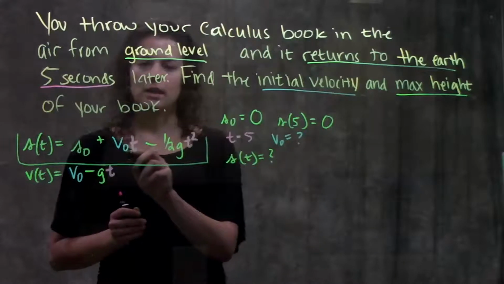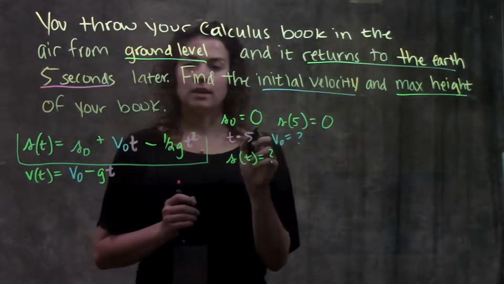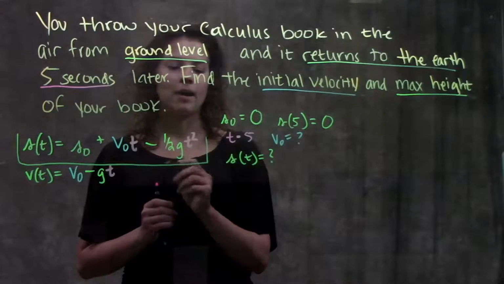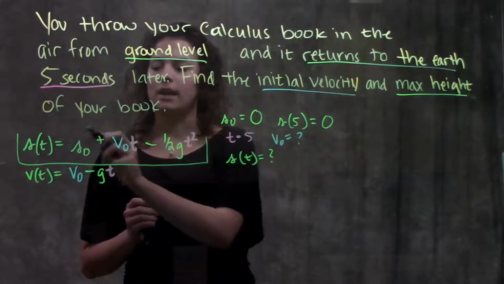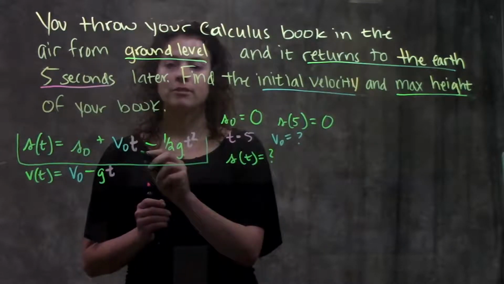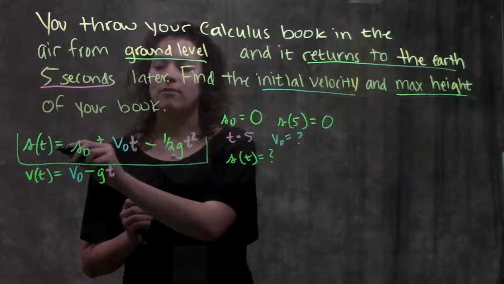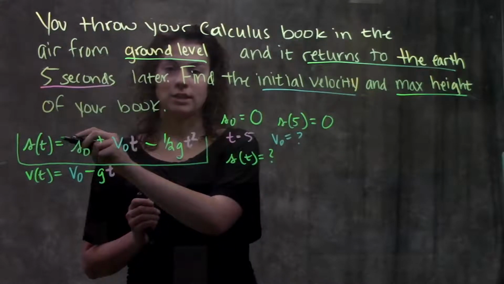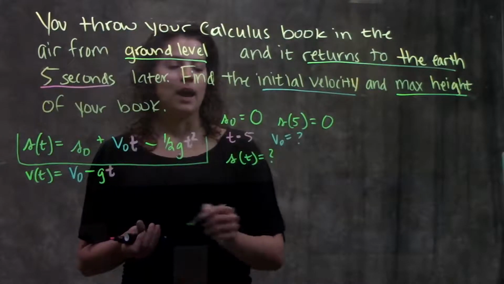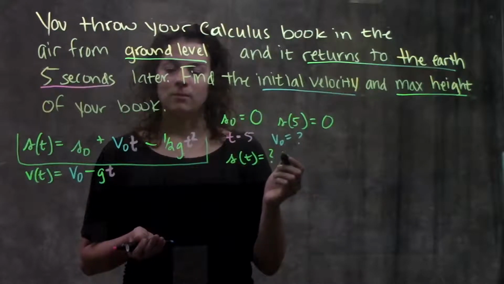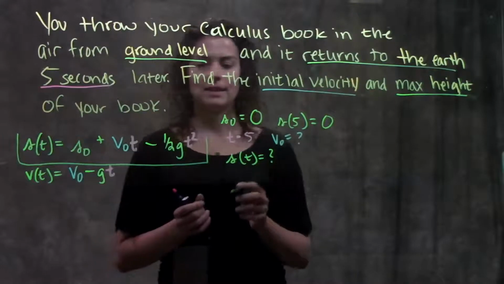So I'm looking for my v0. I have my s0 is 0. And I also have a t and an s of t that correspond that I could plug into here. I could plug in 5 for t, and since I know my s of 5, I have a value for this side of the function here as well. And that would leave me with just one unknown, my v0, which means I'd be able to solve for this variable. Okay, so let's plug everything in that they gave us.